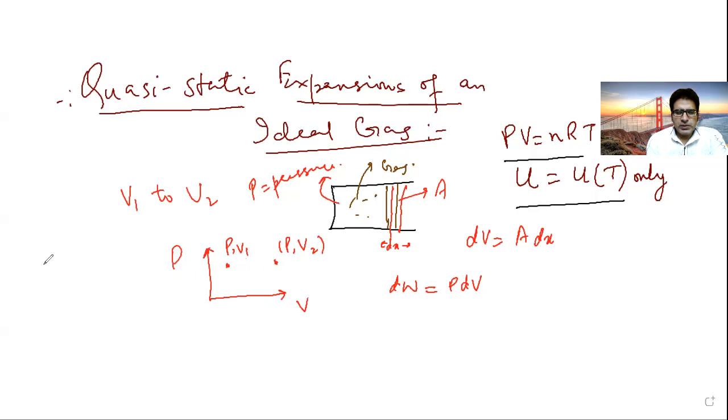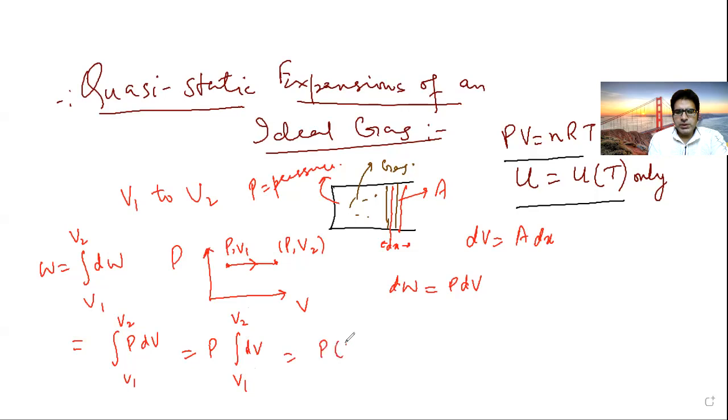Then our total work done by the gas will be the integral of dW from V1 to V2. Then we will put PdV here, V1 to V2. P can be taken outside because we are saying that the pressure of the gas stays constant. And inside the integral I will have dV, V1 to V2. It will simply become P times (V2 minus V1). So this is the work done by the gas during a quasi-static expansion, when the pressure of the gas stays constant.